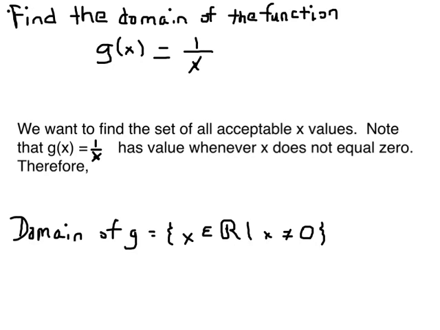Therefore, the domain of g is x is a member of the set of real numbers such that x is not equal to 0. In other words, any other number will work there for x, but 0 will not. So all the real numbers except for 0. Okay?